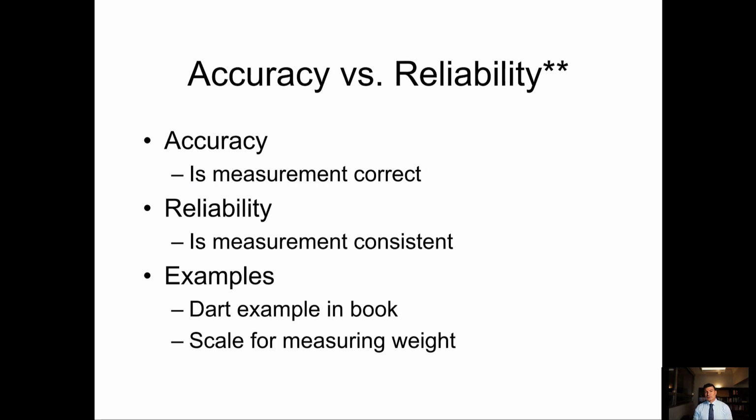One of the concepts we're going to talk about is accuracy versus reliability. And again, we have these double stars, so it could be important for your quiz.